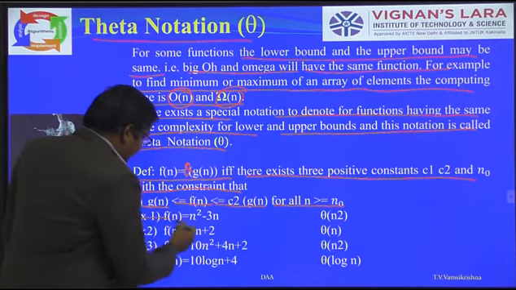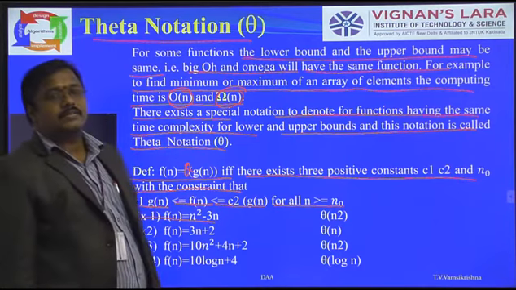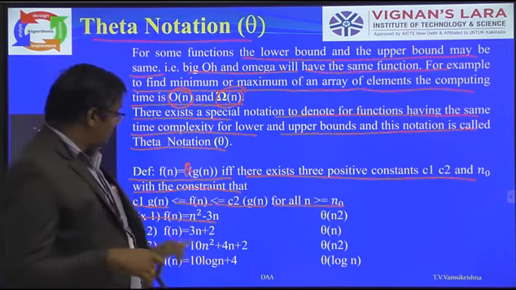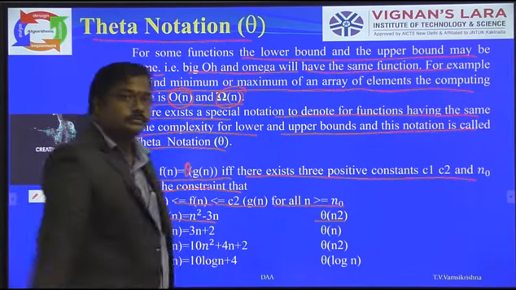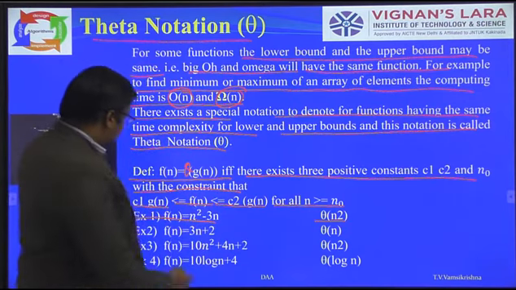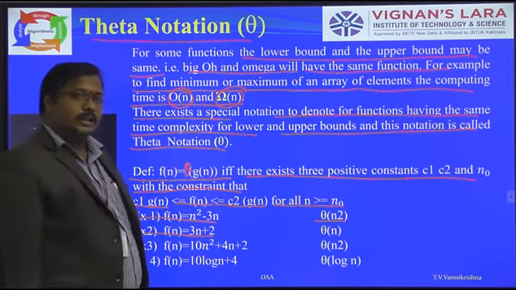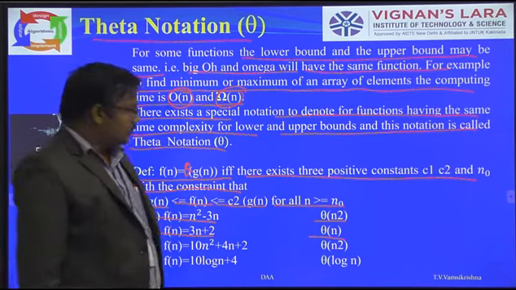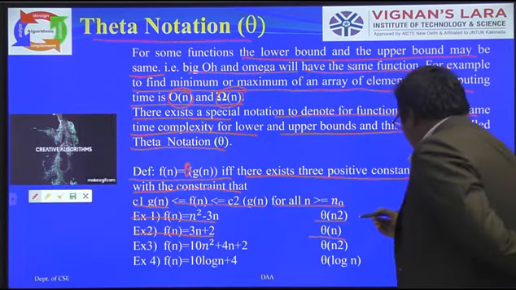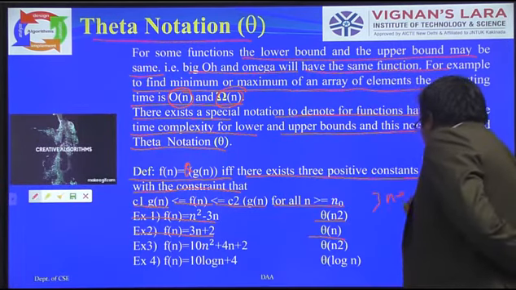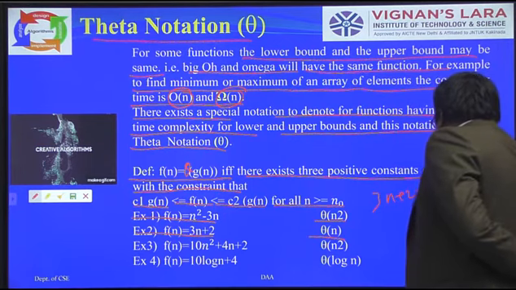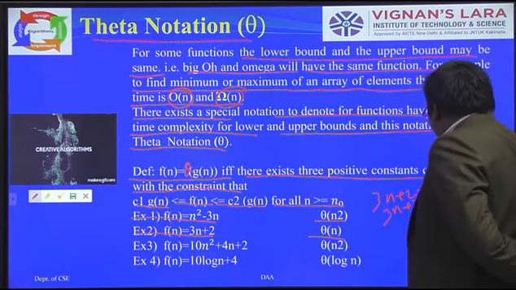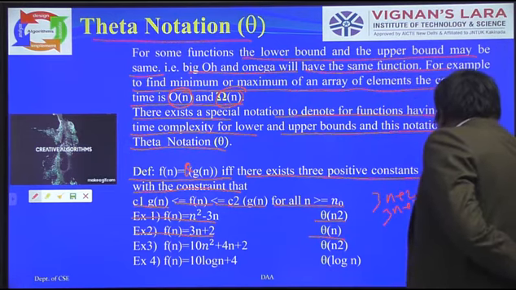So, first example, f of n is equal to n square minus 3n should be proved as theta of n square. Next, f of n is equal to 3n plus 2. We have already seen theta of n. So here you clearly know, in case of 3n plus 2 we have proved it as big O of n, and in case of 3n plus 2 we have already proved it as omega of n also.